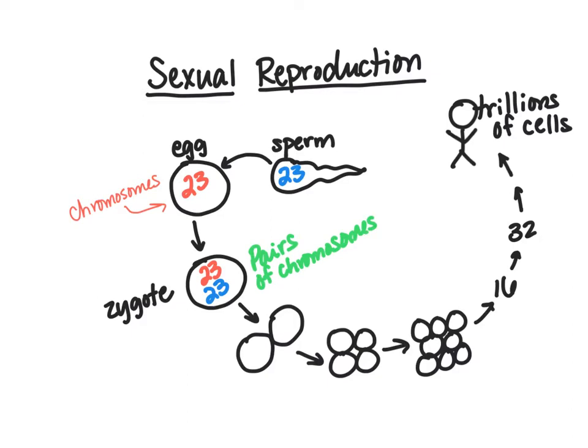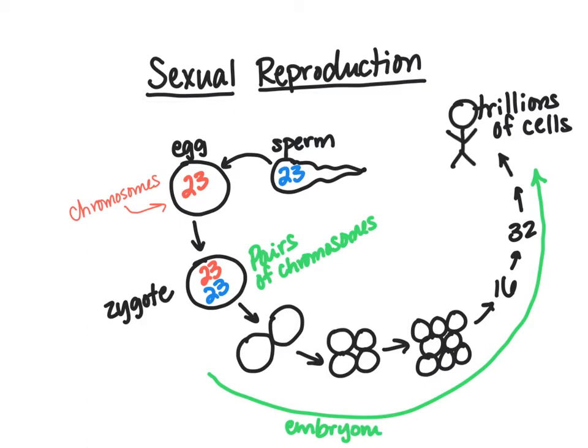So as this zygote is going through embryonic development, that's what essentially all of this is. These mitotic divisions are embryonic development. And what's happening at each of these arrows is mitosis. And if you recall from mitosis, what happens is that the DNA gets copied and then each new cell gets a complete copy of the DNA.